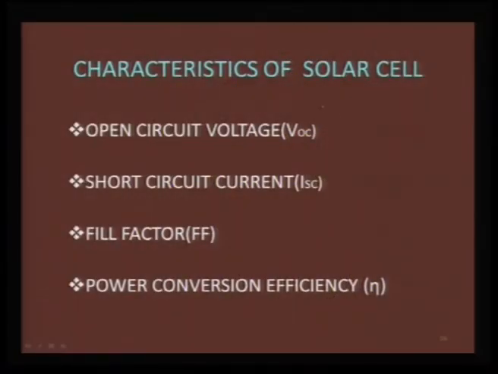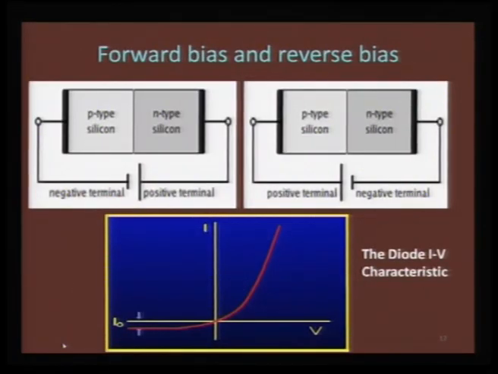There are, one, the open circuit voltage, which is called VOC, and the second is the short circuit current, I suffix SC, and the fill factor, which is a combination of open circuit voltage and short circuit current. That will give you a measure of whether you really have a very good device or not, and then the power conversion efficiency. If you are familiar with these four factors, then you can easily evaluate whether you have made a good solar cell or not. So, these are the four important parameters that we need to have in mind.